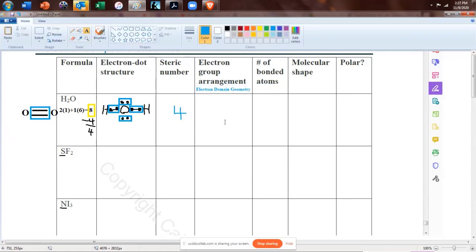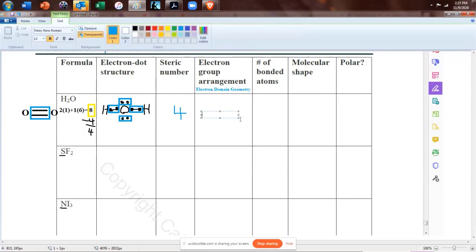Okay. So the electron domain geometry is, what is the geometry if you have 4 of them? They're going to want to be as far apart from each other as possible. So this is going to be what's called tetrahedral. Tetrahedral is the shape it's going to arrange itself in if you have 4 electron domains.